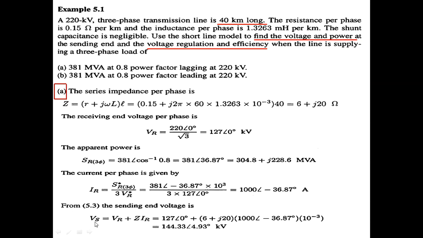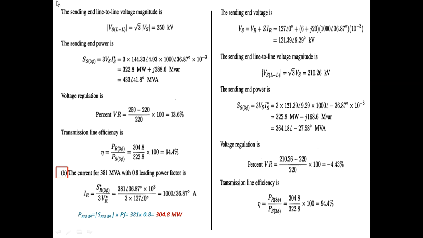So let's see Vs. Vs is equal to Vr plus Z times IR, and it is equal to 144.33 with angle 4.93. So the line-to-line sending end voltage is equal to square root of 3 times Vs. It equals 250 kV. And the apparent power at the sending end is found to be 433 with angle 41.8 MVA.